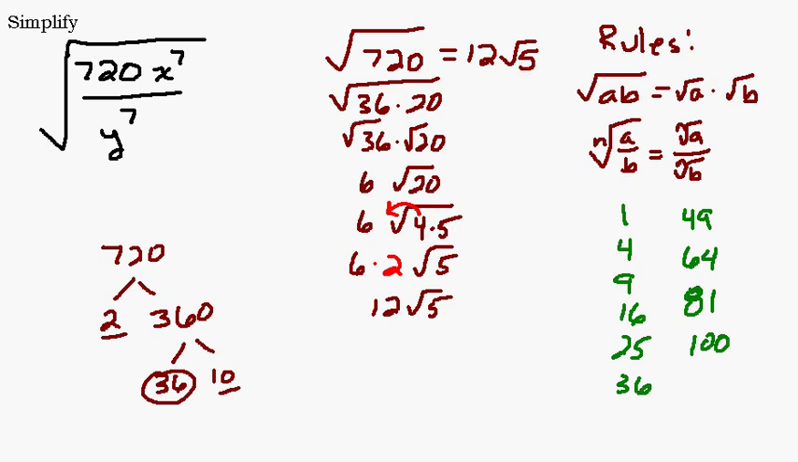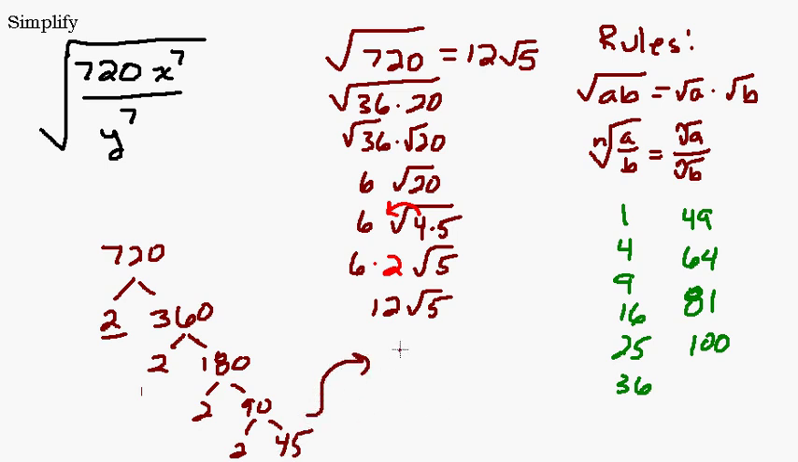Let me show you that other way now to get to 12 square root 5 using prime factorization. Okay, so if you're doing a prime factorization, then you usually just keep breaking down by 2's until you can't anymore. 360 is 2 times 180. 180 is 2 times 90. 90 is 2 times 45. I have to go up here now. 45 is, now 2 doesn't go into 45, so I'll go to 3's. 45 is 3 times 15, and 15 is 3 times 5.